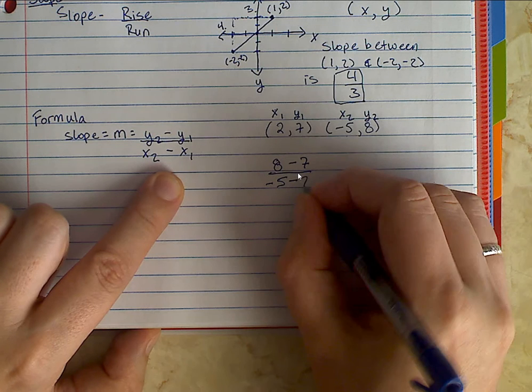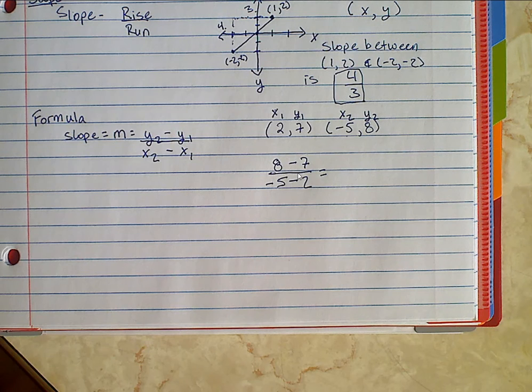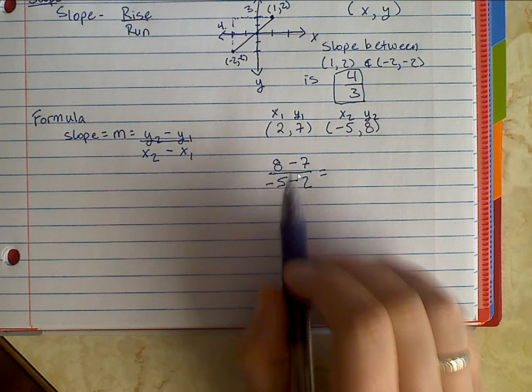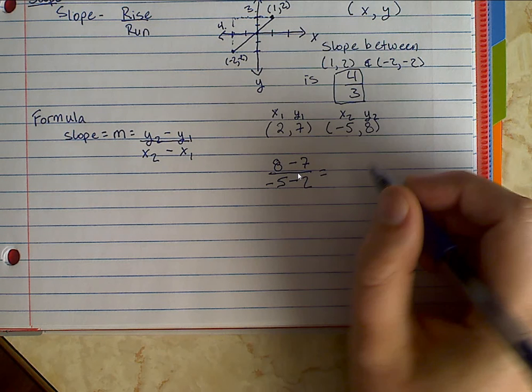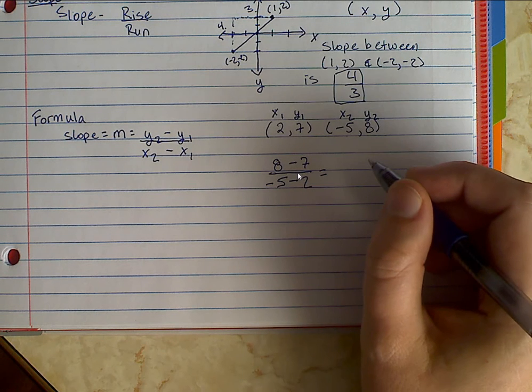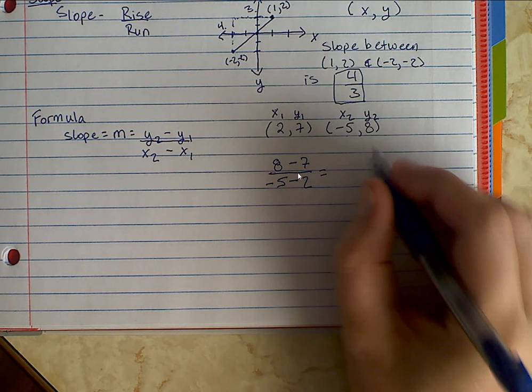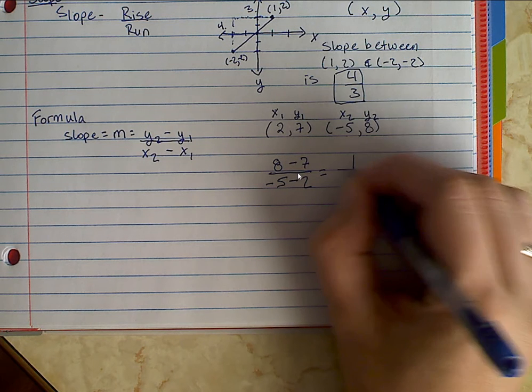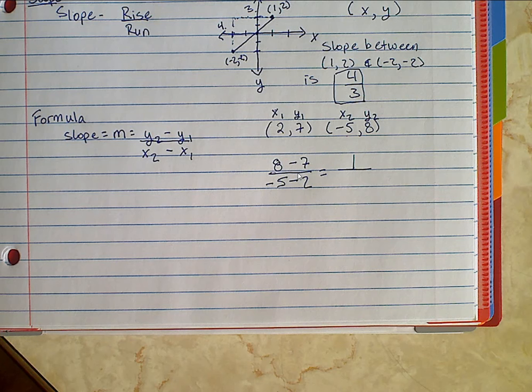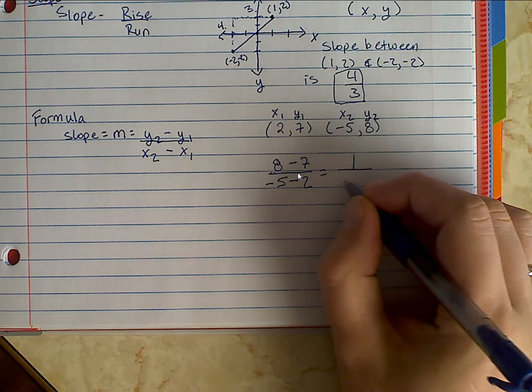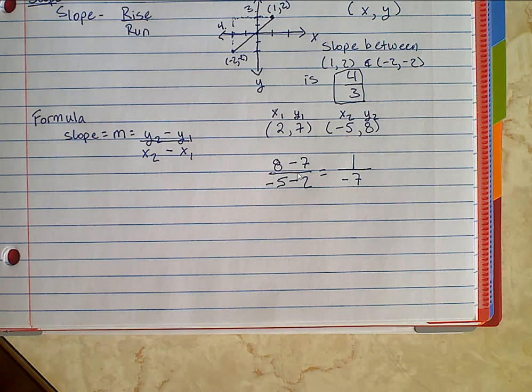And now, this is why I had you guys do that problem for your warm-up today. So here I'm going to do 8 minus 7 on top, which is what? One. Okay, 1. And then negative 5 minus 2? Negative 7. So my answer is 1 over negative 7.